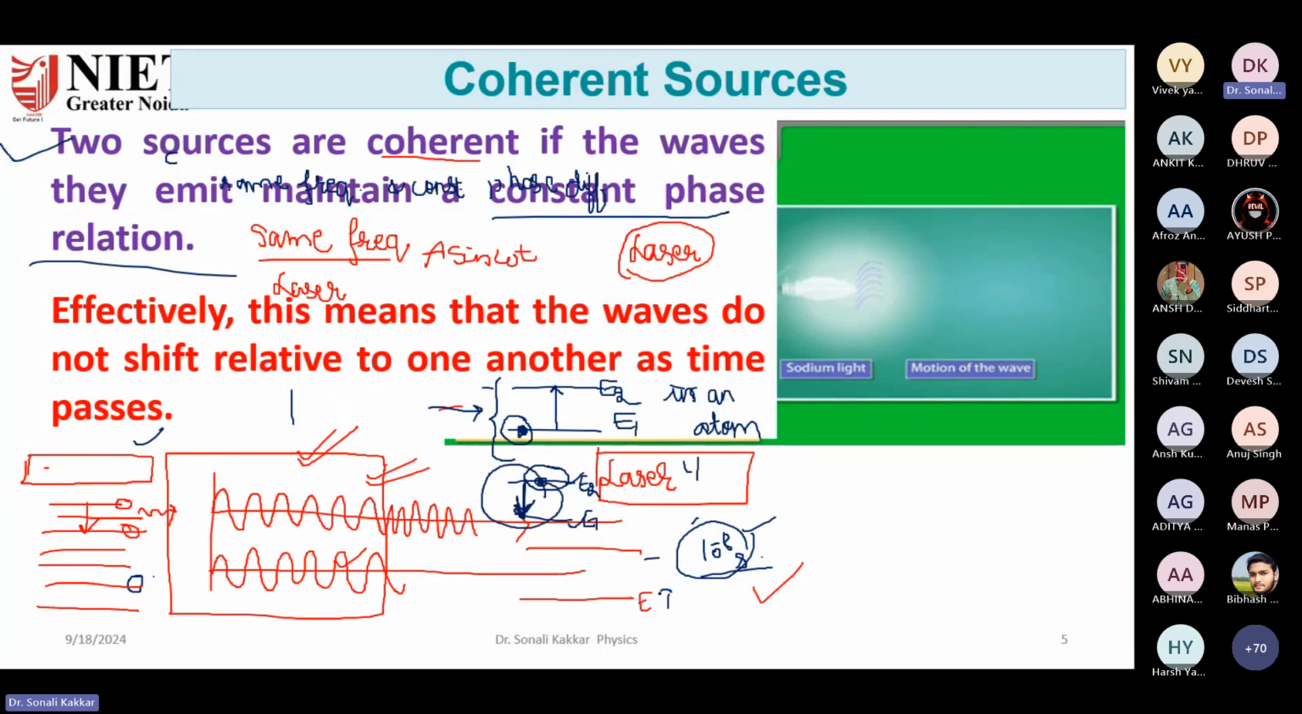The first one is heat. It can be possible that heat is generated when the electron jumps from the excited energy level to the ground energy level. The second method is light. Light is emitted when the electron makes a transition from E2 energy level to E1 energy level. So when light is emitted, what will happen when the electron jumps from E2 to E1? This is E2, this is E1. A photon will be emitted.